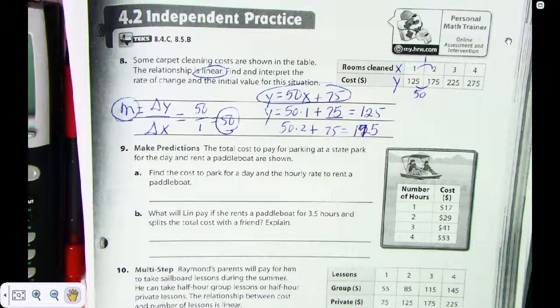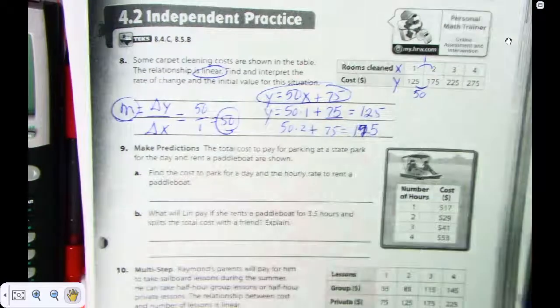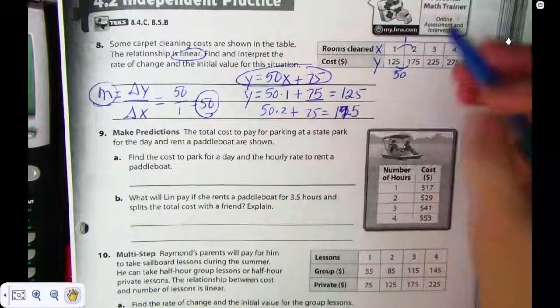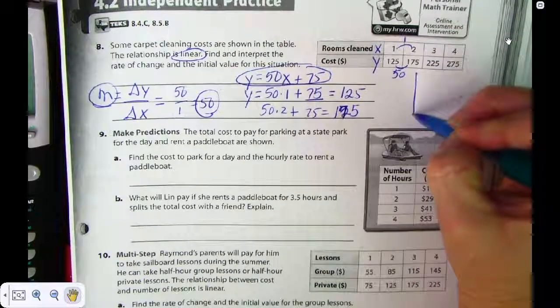Guys, nearly everybody has an initial fee, and it might include supplies, gas to get there, labor, you don't know. But the $75 is an initial fee. So you're going to pay $75 for them just to come to your house, then $50 for every room. Does that make sense? So is this proportional? It's not, because it won't go through 0, 0 when we graph it.